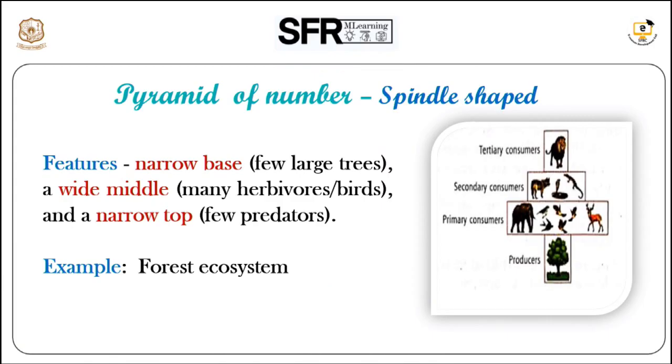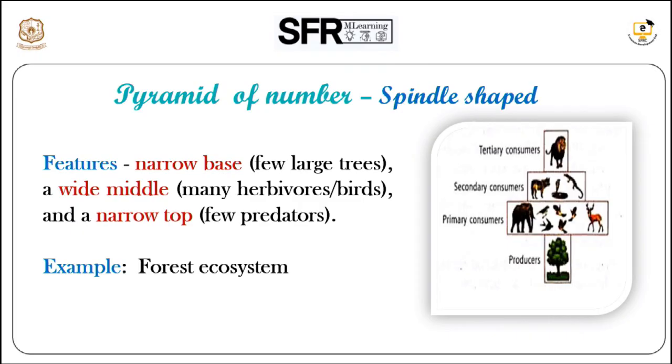And the third category is the pyramid of number that is spindle shaped. This you can notice in the forest ecosystem. What is the feature of this one? The first one is entirely upright, the second one is inverted, and here it is somewhat different. The producer number will be more, and when compared to the producer, the herbivore number will be still more. So that we get a base, and the herbivore number will be more than the producer, giving the shape of a spindle.